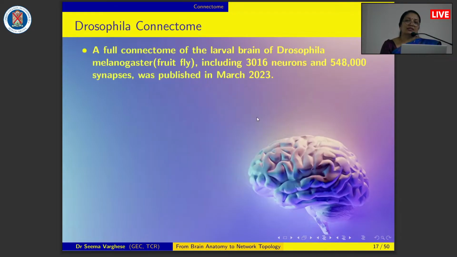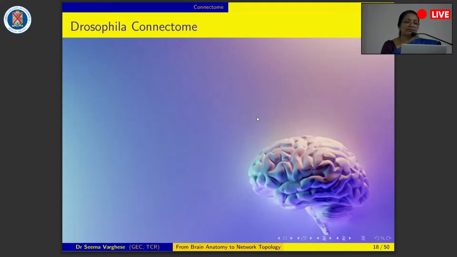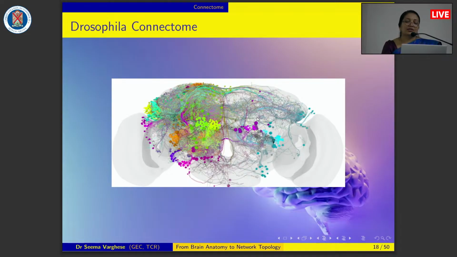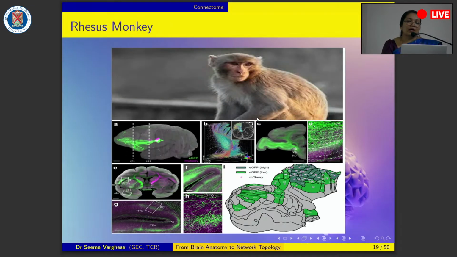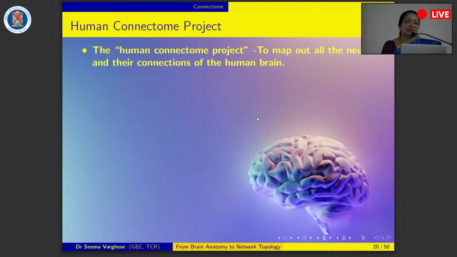Then there is another organism called the fruit fly or Drosophila. Its full connectome was developed in March 2023. It consists of 3016 neurons and around 5 lakh synapses. This is the Drosophila connectome. Now research is going on for the connectome of the rhesus monkey, and there are many positive results.